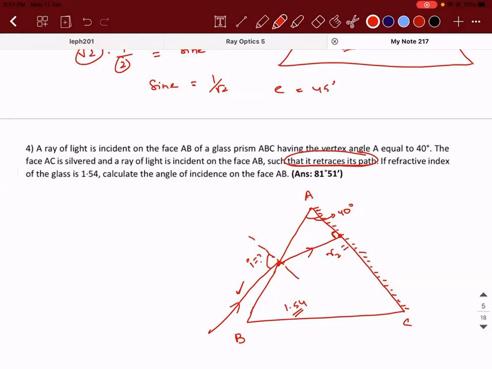What is the value of R2? 0. That is right. It is 0 degrees. Then what is going to be the value of R1? It is going to be 40. Now, with 40 and 1.54, apply Snell's law, you're going to get the answer, which is going to be this value.